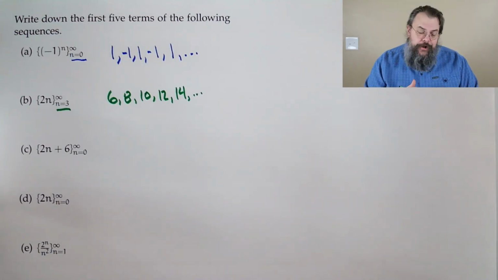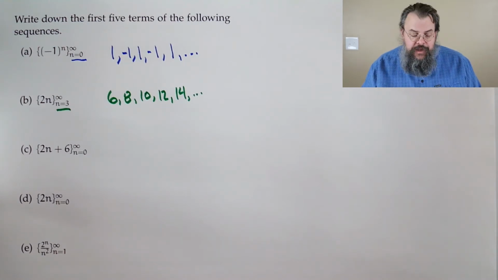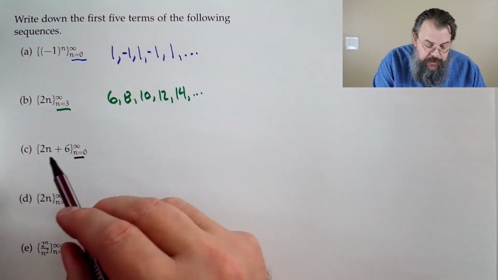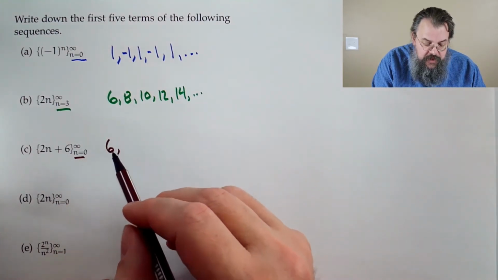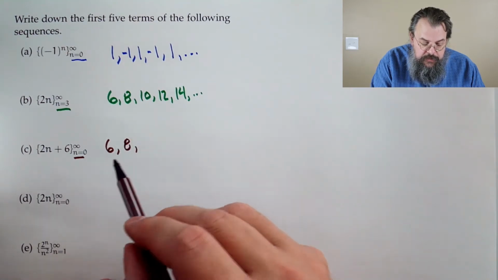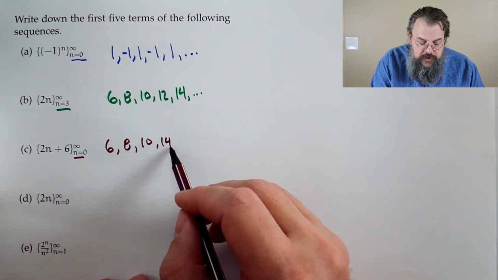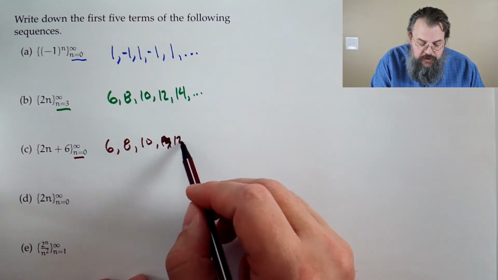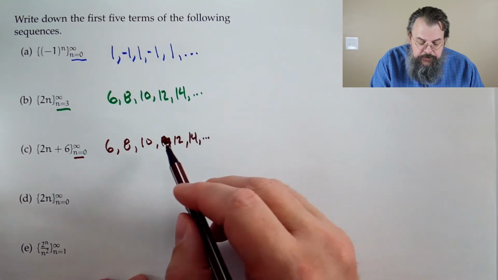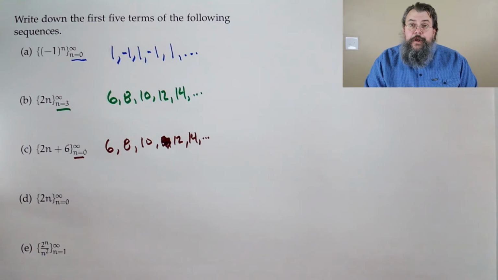All right. Okay, how about our next one? 2n plus 6. And here, we're going to start at 0. Okay, so 2 times 0 plus 6, 6. 2 times 1 plus 6, 8. 2 times 2 plus 6, 10. 2 times 3 plus 6, 12. Whoops, 12. 2 times 4 plus 6, 14. Okay, now, there you go.